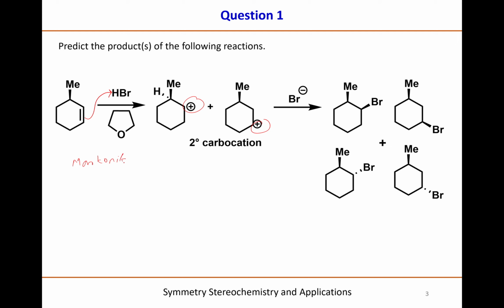Markovnikov rule, where the carbocation stability decides the major product. But here, because we have both the carbocations secondary, both will give the product. So first, carbocation formation will take place, then Br- will act as a nucleophile and trap the carbocation here also.